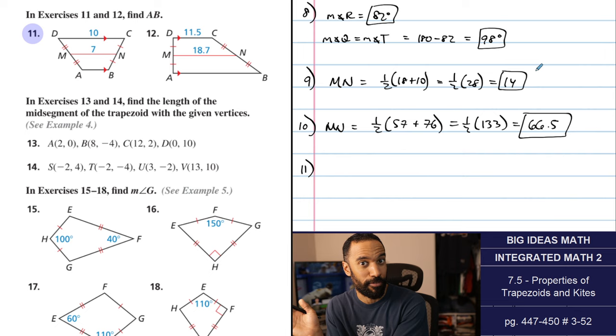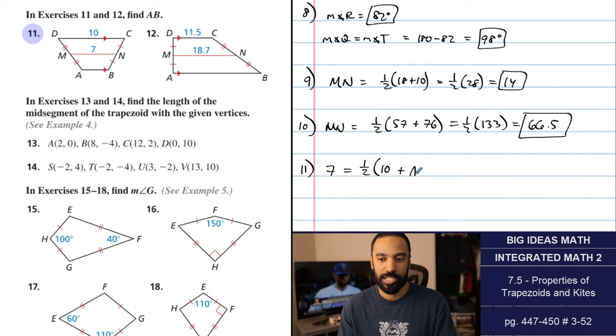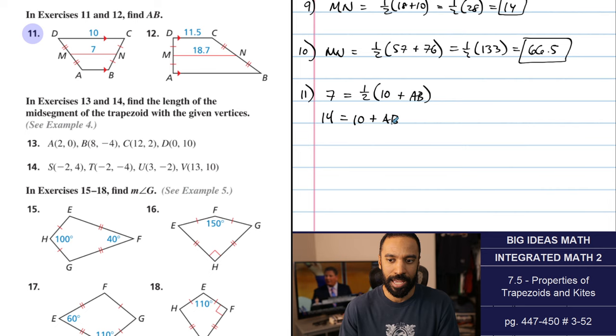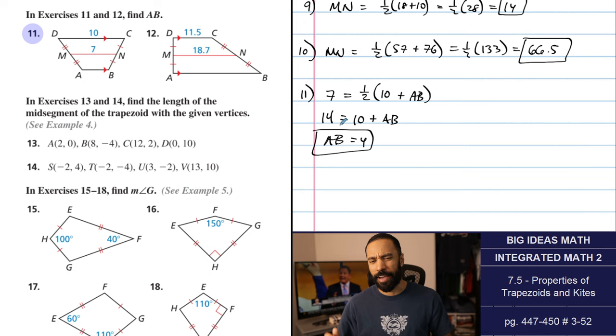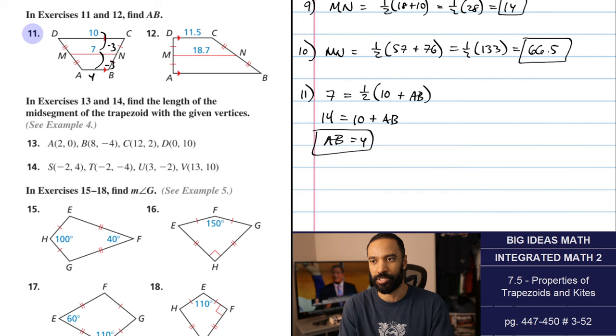If you want to go from the formula here, 7 is the average this time of 10 and some other number that is the length of segment AB. That's kind of another way you can think about it. I won't distribute the 1/2. Instead, let's multiply both sides by 2. So 14 is 10 plus AB and subtract 10 from both sides. AB is 4. If there's a faster way to do it, I kind of mentioned that MN's length is kind of like the midpoint of the two numbers. So if 7 is 3 away, you know, minus 3 from 10, this is going to be another 3 away from that one, right? That's just kind of how that thing works. That's how midpoints and averages of two numbers work, and there's no two ways around it.